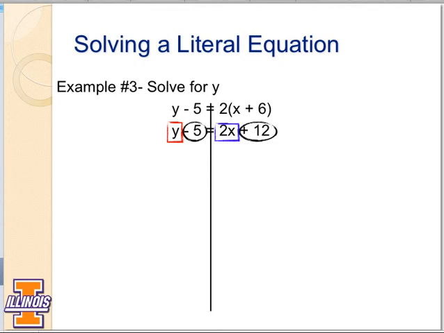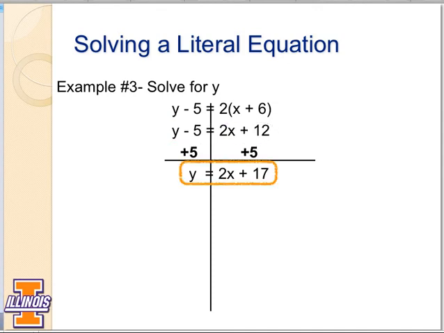Now I want to get y by itself, so I'm going to have to move the 5. So I add 5 to both sides. I get y is equal to 2x plus 17. And as you can see, y is all by itself, which means we have correctly solved for y. Y is equal to 2x plus 17.